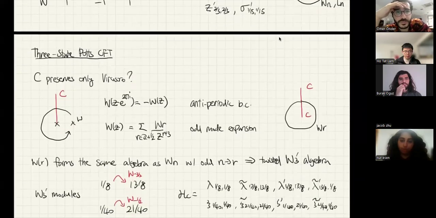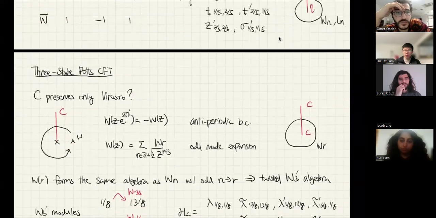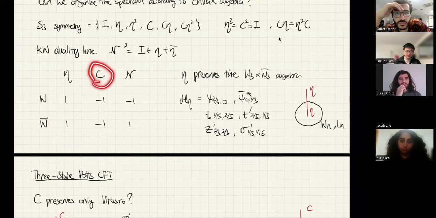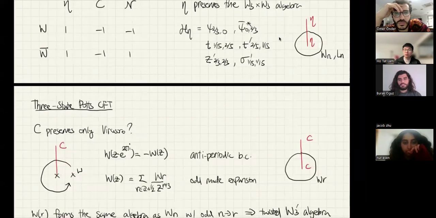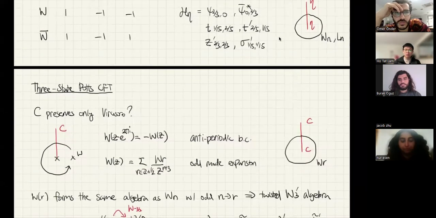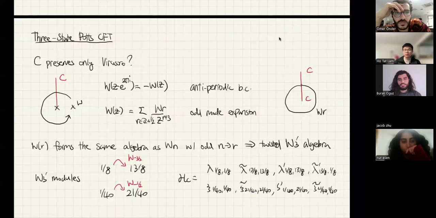Good. But now let's talk about the other operators. What about the defect Hilbert space of C? C actually interacts non-trivially with the W operators and W bar. So naively, you would say that C only preserves the Virasoro algebra. But this is actually too quick, because we can actually still talk about the action of the W3 algebra in this C defect Hilbert space.